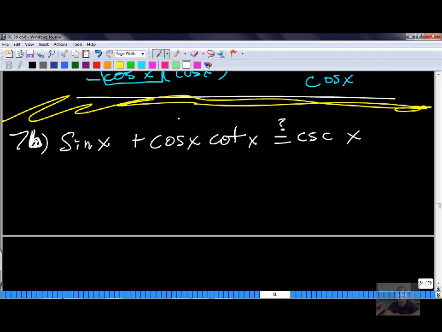All right, so for this one, what do we do? Which is the most complicated side, first of all? The left side, yes, not the right side. We have multiple terms, we have multiple trig functions. So where would we want to start here? Any ideas? Where did you guys start? Change cotangent to 1 over tangent.